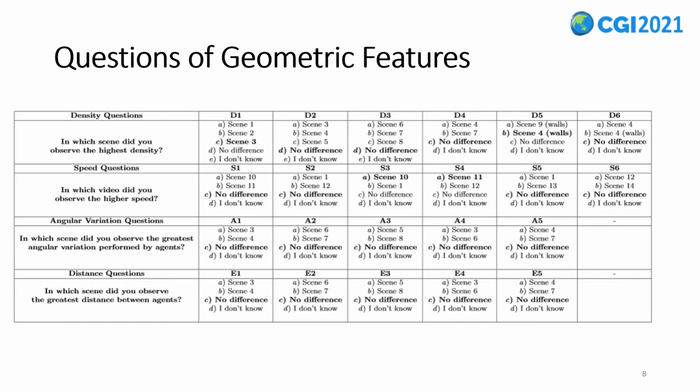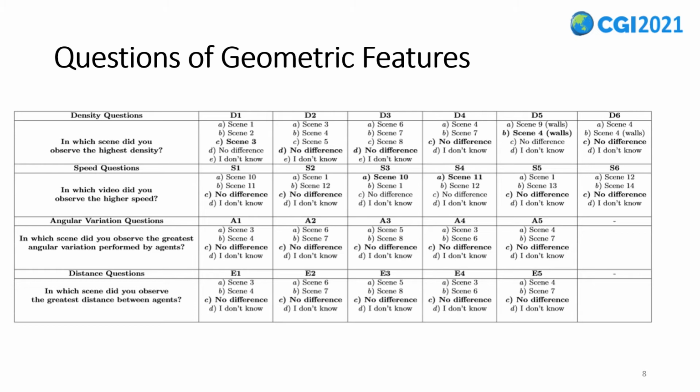These are the questions about geometric features. Five questions about density, five about speed, five about angular variation, and four about distance. Correct answers are highlighted in bold. Most questions had no difference as the correct answer. This was done because we wanted to know if avatar types and viewpoints influence the answers. For example, density questions D2 and D3 presented three short videos with the same density levels, but with different types of viewpoints. So if the person answered no difference, we would know that the density was perceived as the same.